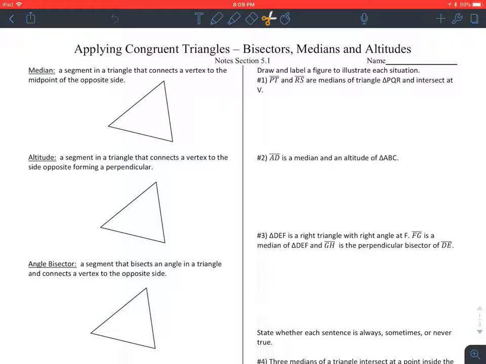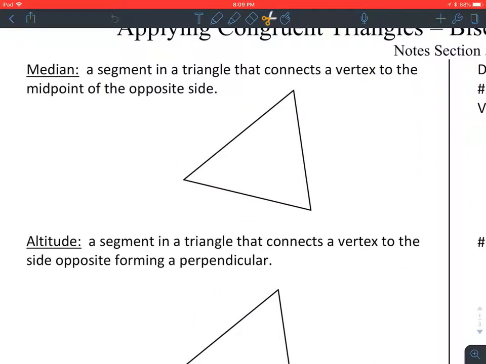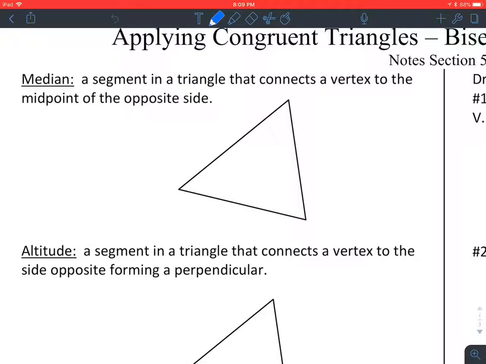This is section 5.1, bisectors, medians, and altitudes. A median is a segment in a triangle that connects a vertex to the midpoint of the opposite side. First of all, a vertex is any intersection of two segments in the triangle. So a median is a segment that connects one of these vertices to the opposite side's midpoint.